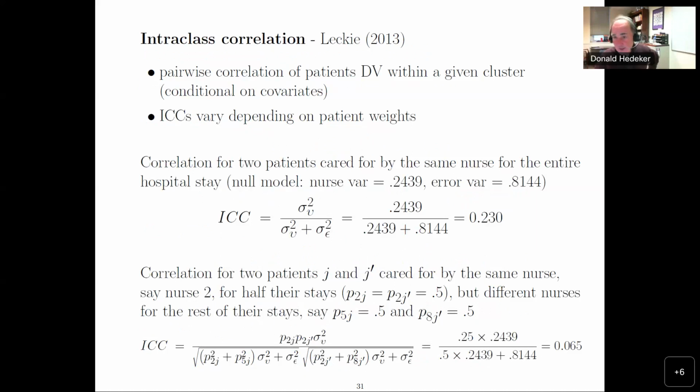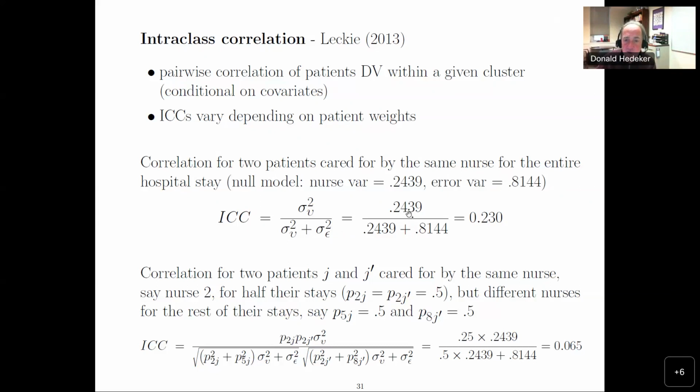Here's how to calculate the intraclass correlation for the multi-membership model. Okay. What it tells us is the pairwise correlations of patients, the dependent variable from the patient, within a given cluster. And again, it's always conditional on covariates. So the ICC can be different depending on whether you have covariates in the model or not. Okay. And so these vary here depending on the patient weights. Okay. So, for example, let's say we have two patients that were cared for by the same nurse for the entire hospital stay. So then we would calculate the ICC in the common way.